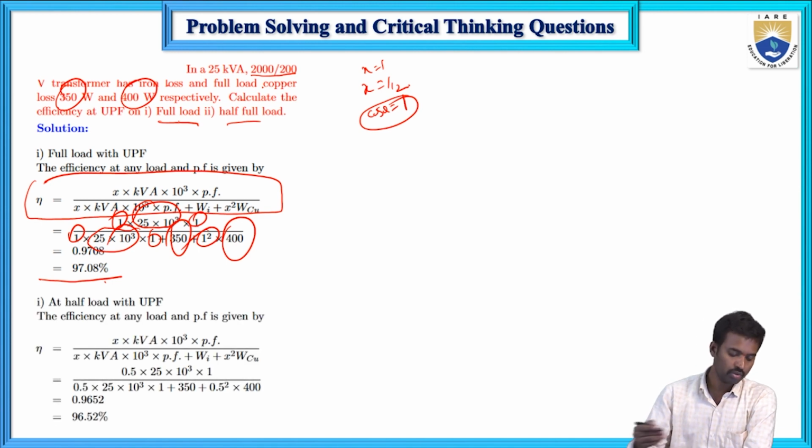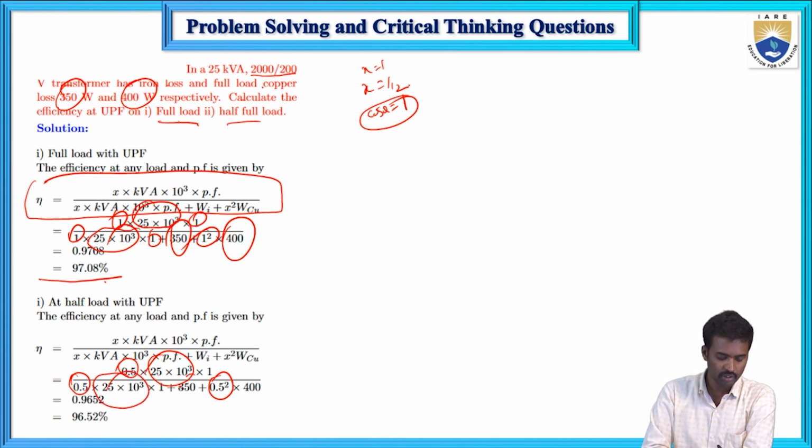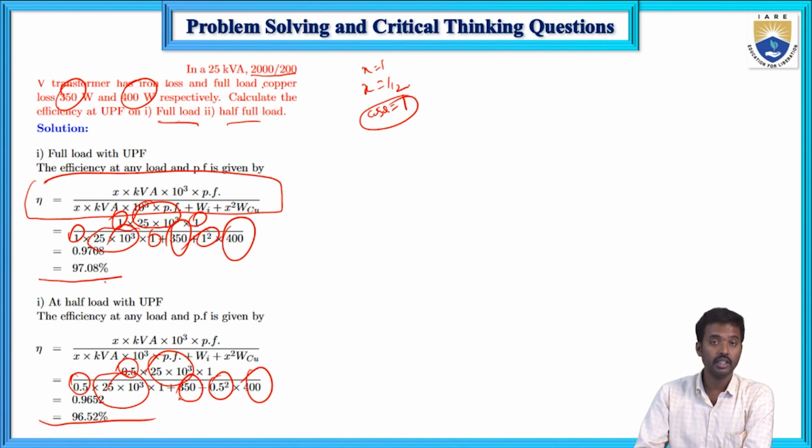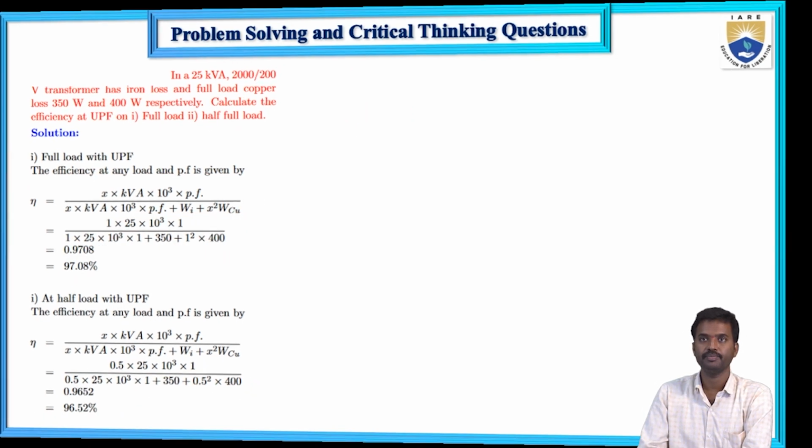At half load, 0.5, 25 into 10 power 3, 350 and 400. So this value equals 96.52%.